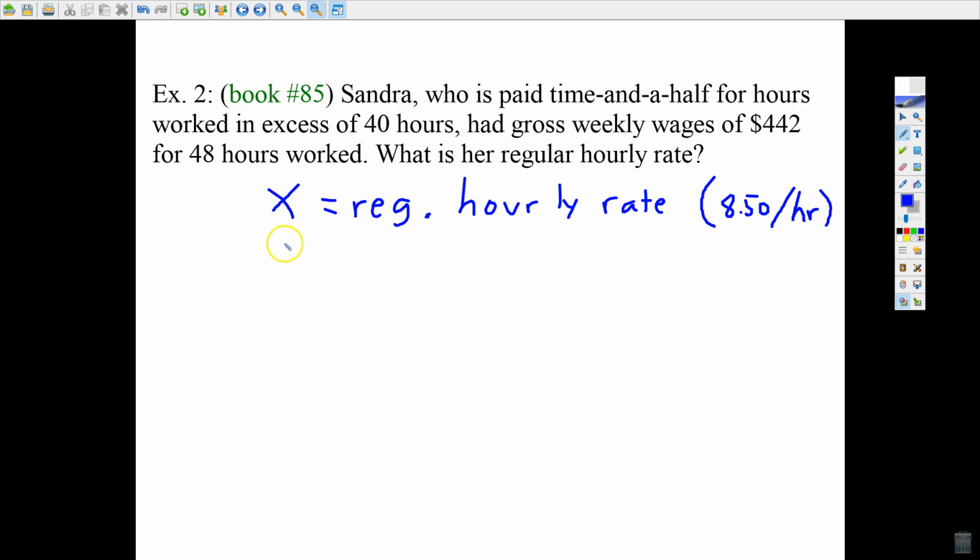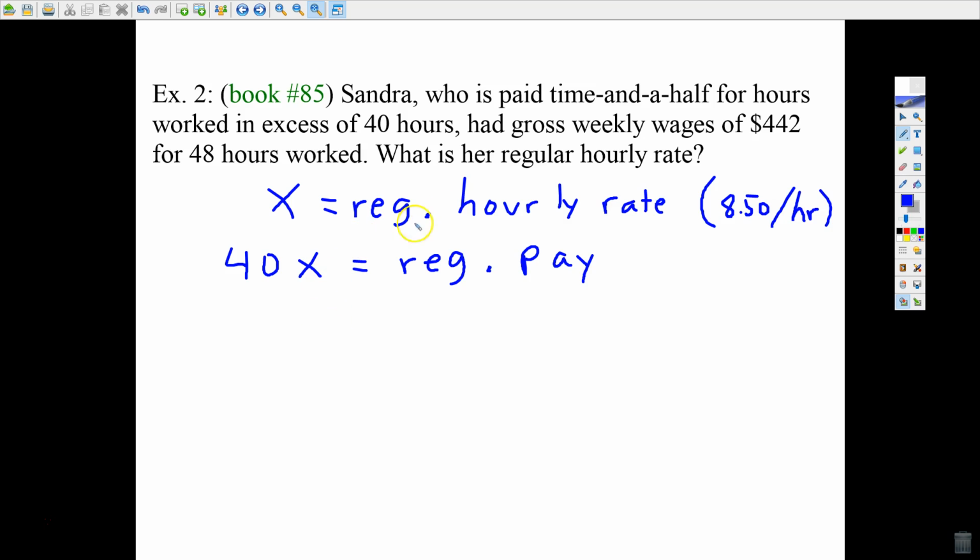And so we can go a step further. Her regular pay is going to be 40 times whatever that rate is. Would you agree with that? 40 times whatever this regular hourly rate is will be what we would call regular pay or salary. So this is an hourly rate. What we've done here is come up with a weekly pay amount, 40 hours times whatever that is.